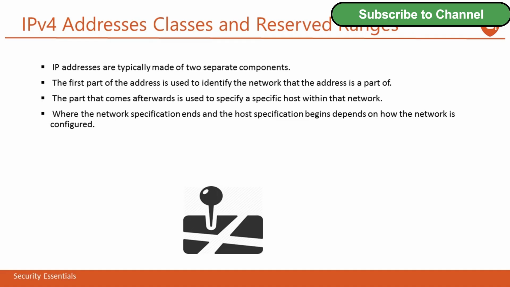And it's a specific number, like from previously it would be 0.5, 0.6, 0.7, and then 0.8, and so on. So where the network specification ends, the host specification begins. This all depends on how the network is configured.